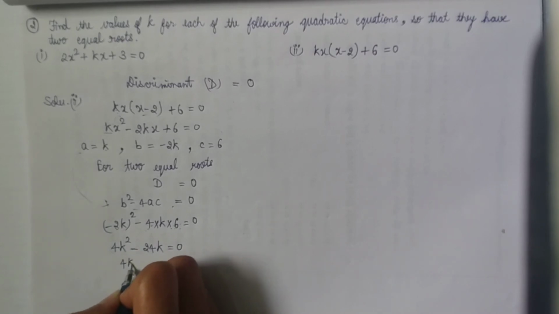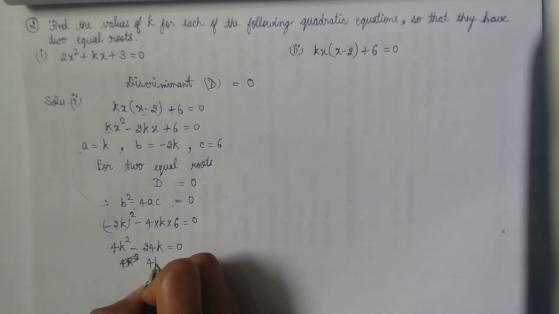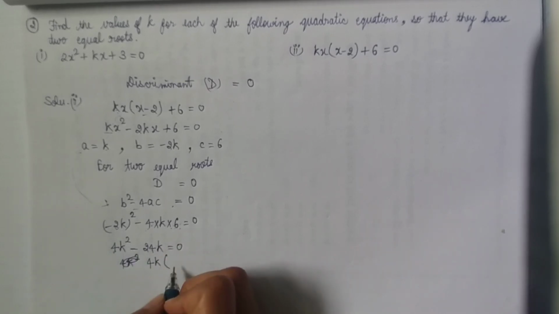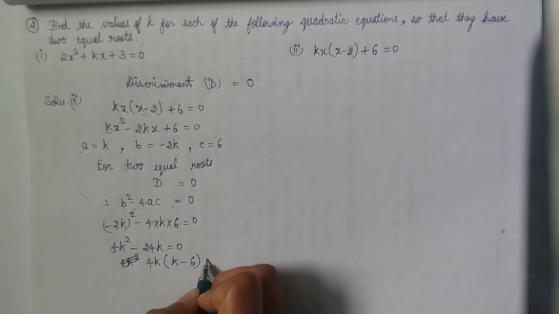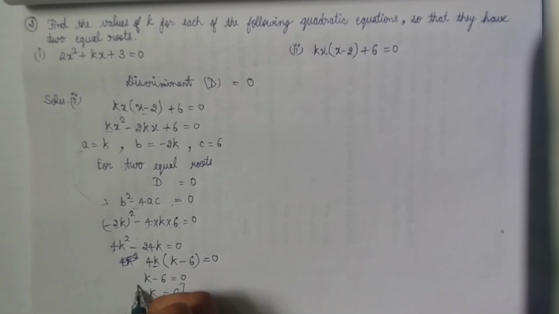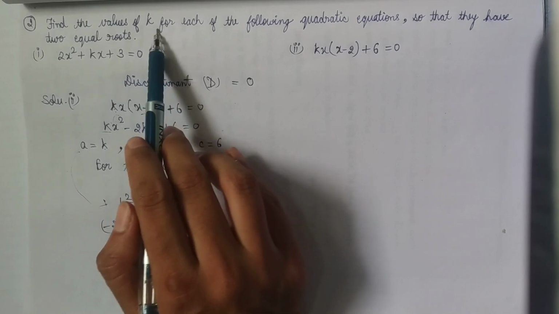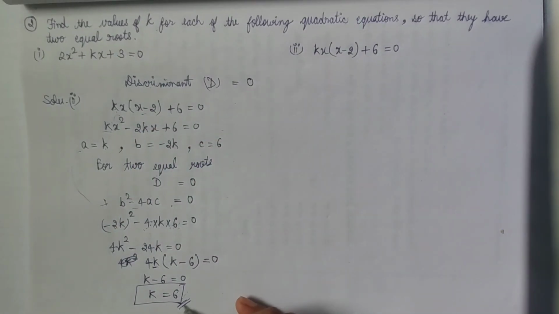So 4k square minus 24k is equal to 0. Now we can take 4k as common. So what will be left inside with us? 4k into (k minus 6) is equal to 0, right? So now 4k will be 0 here, so k minus 6 will be equal to 0, so the value of k here is 6. At the starting the question already told us we have to find the value of k, so we have the value of k equal to 6.